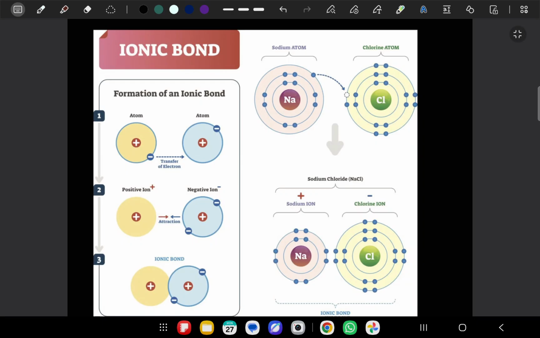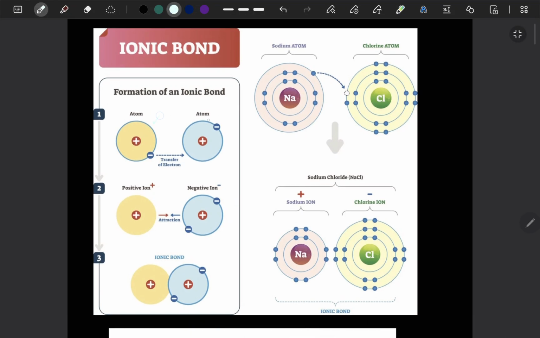Clear? If I say atom 1 and atom 2. Here atom 2 has taken the electron from atom 1. Now there is attraction between the two atoms here, because the one which has given the electron becomes positively charged and the one which has taken the extra electron becomes negatively charged, and negative and positive attract each other. Clear? And because of this attraction, an ionic bond is formed between the ions.